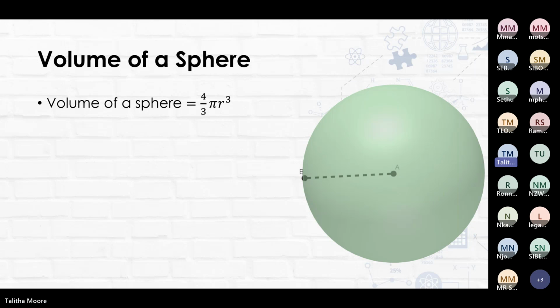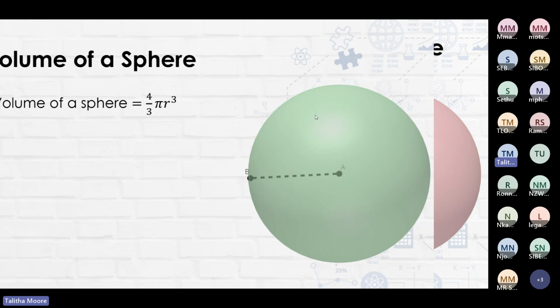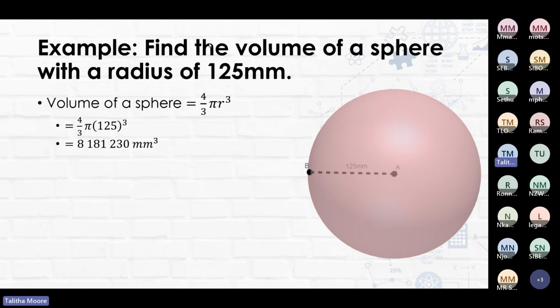Okay. The volume of a sphere. The formula here is given to us as 4/3 pi r cubed, and we can simply substitute whatever value of the radius we are given into this. And this will give us 8,181,230 millimeters cubed. So that's a massive volume of tiny little millimeters, and this is 12,5 centimeters.